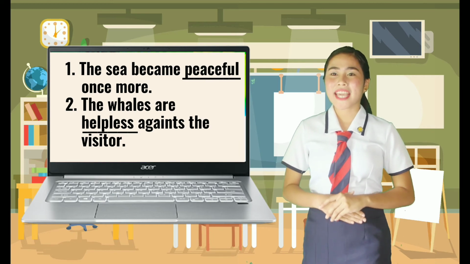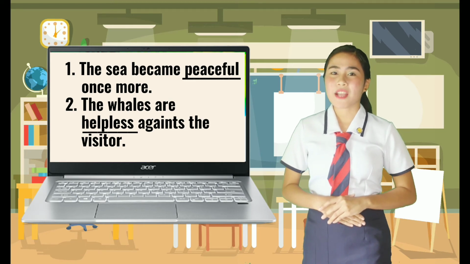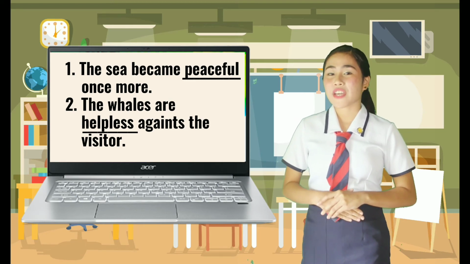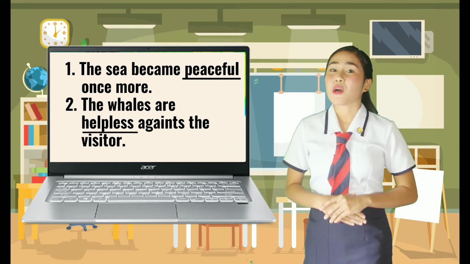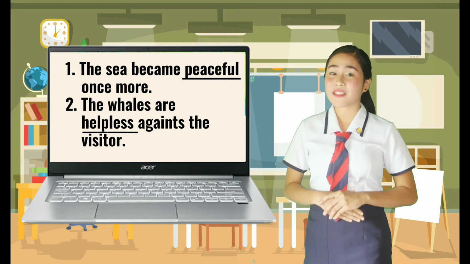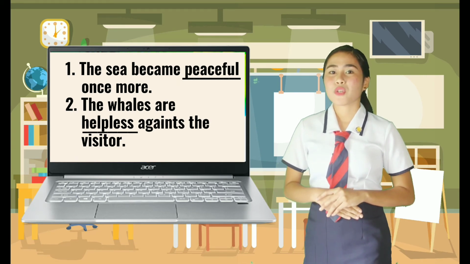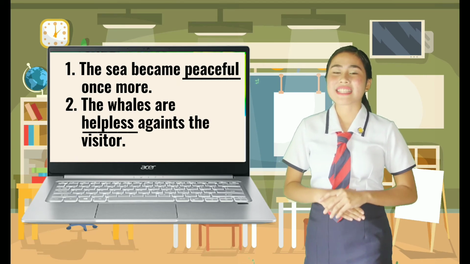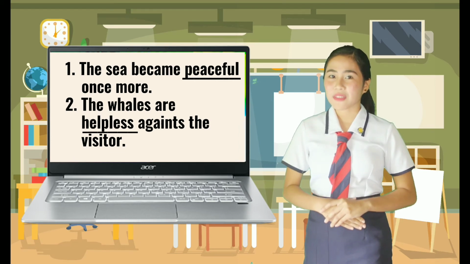First, the sea became peaceful once more. The underlined word peaceful came from the root word peace plus suffix full, which formed a new word peaceful, which means full of peace. Next, the whales were helpless against the visitor. The underlined word helpless came from the root word help plus suffix less, which formed a new word helpless, which means without help.